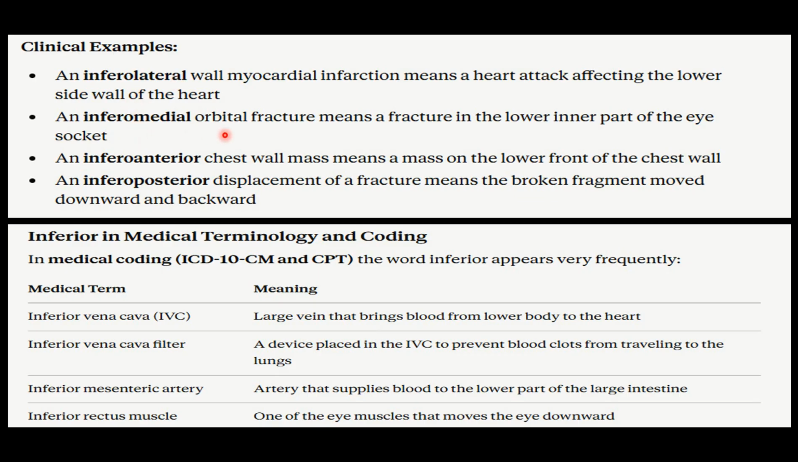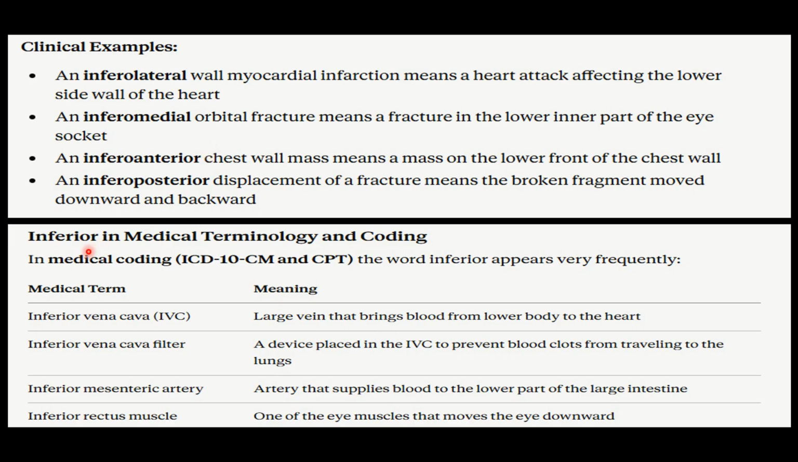Then we have inferomedial orbital fracture, which means a fracture in the lower inner part of the eye socket. Then we have inferoanterior chest wall mass. That means a mass on the lower part of the chest wall. And inferior posterior displacement of a fracture means a broken fragment moved downward and backward. So these are all the examples where we are using the word inferior, which means towards the lower part, or towards the tail in case of animal anatomy, and towards the feet.